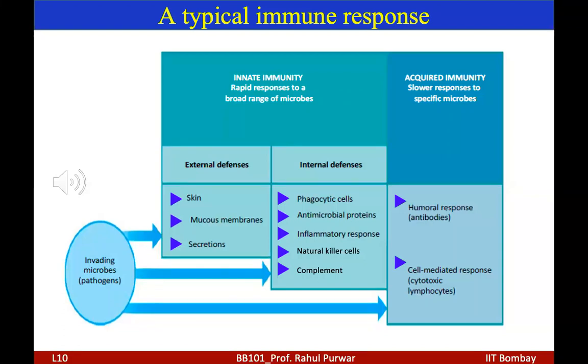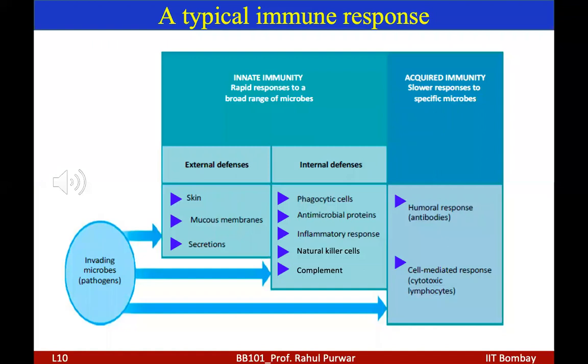These are slower responses to specific microbes, and they can be divided into two parts. The acquired or adaptive immune response can again be divided into two categories. One is the humoral response. Humoral means the soluble component, and soluble here means antibodies. So either we generate antibodies, or we generate the cell-mediated response.